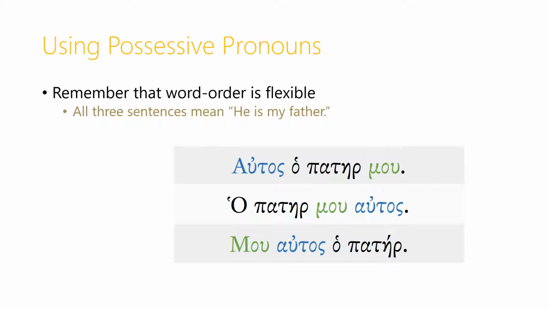Remember that, again, word order is very flexible, and so all three of these sentences mean the same thing. He is my father. Autos ho pater mu, autos, and mu autos ho pater. There's no difference in meaning between these, except perhaps a slight difference in emphasis.